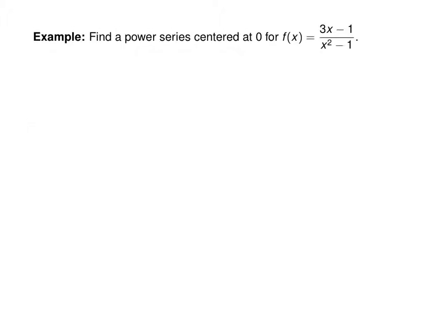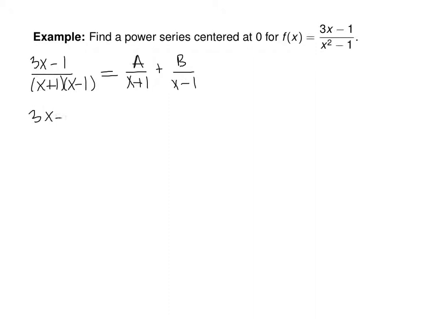Find a power series representation of this function. Now, we don't have any formula for having sort of like an x squared and an x in the numerator, so the hint here is you're going to use partial fractions. So (3x minus 1) over (x plus 1)(x minus 1) is equal to A over x plus 1 plus B over x minus 1. Our job is to find A and B.